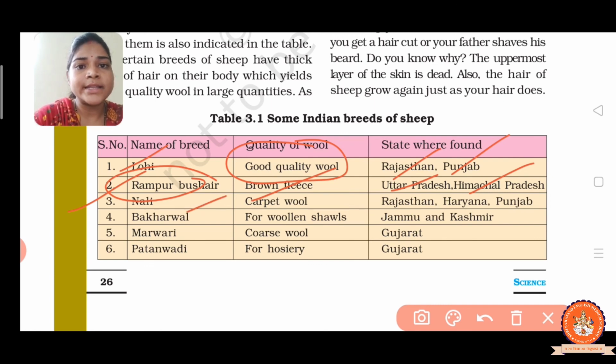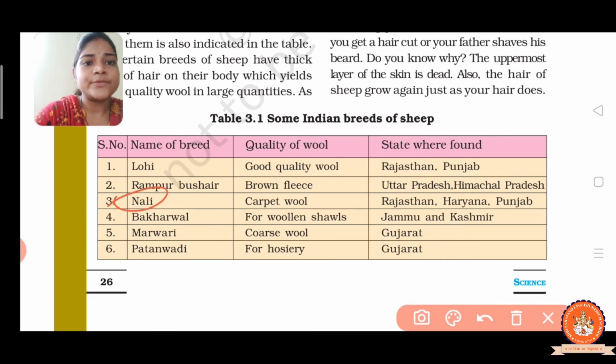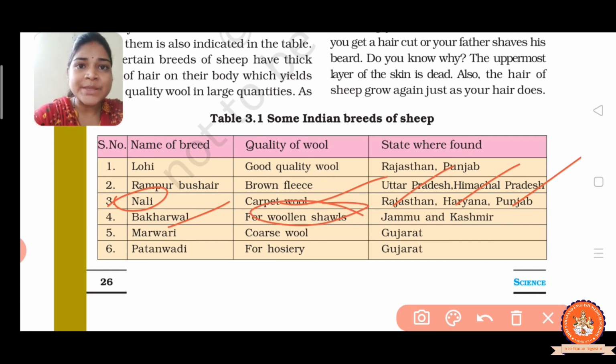Now another one is Nali. It gives carpet wool, so it is used to make carpets, right? And it is found in Rajasthan, Haryana and Punjab. The next breed we have is Bakarwal, which is found in Jammu and Kashmir, and it gives the woolen shawl, the pashmina shawl. We already discussed that, right?